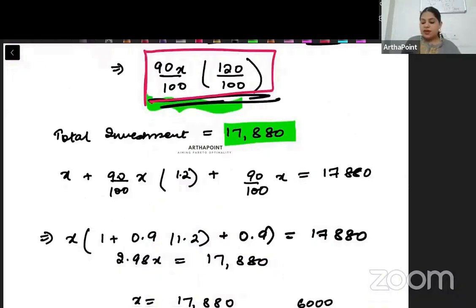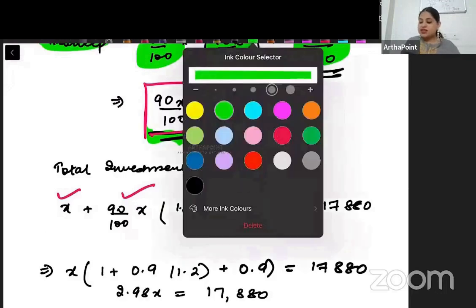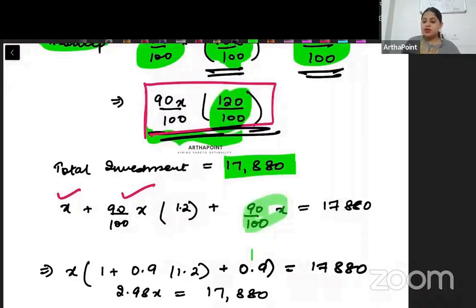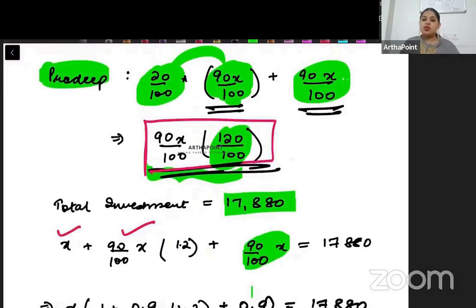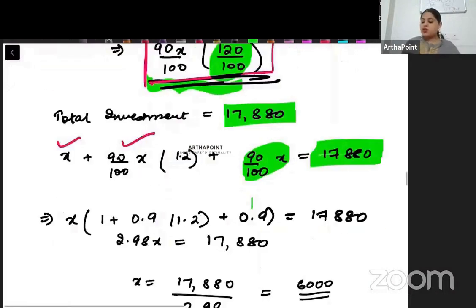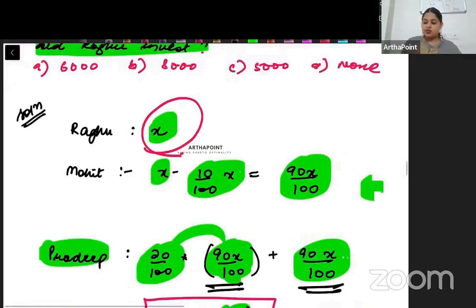So x plus 90x by 100 into 1.2. This is 1.2 part, beta. Plus 90x by 100. This is this, beta. This totally is giving you 17,880. So when you solve for the value of x, you will get 6,000. So the amount invested by Raghu is 6,000. That's the answer to your question.